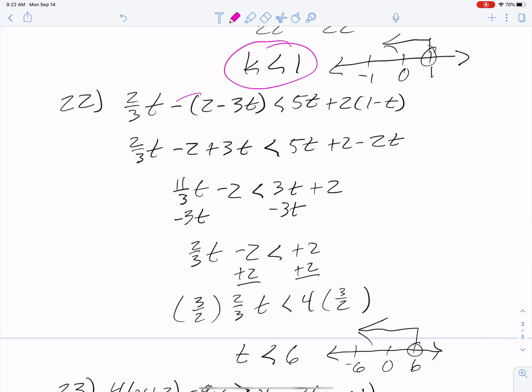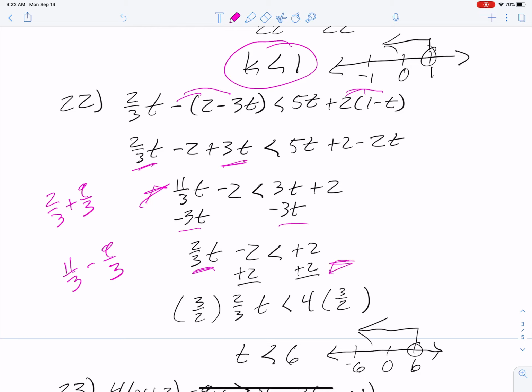22, again, notice I distributed a negative. On the right-hand side, I just have to distribute the 2. From there, I have like terms. Now, whether you show that you did 2/3 plus 9/3 for 3, that's up to you, but it leads to 11/3 t. I subtract 3t from both sides. Similarly, whether you show that you used 11/3 minus 9/3, that's up to you. I end up back at 2/3 t.